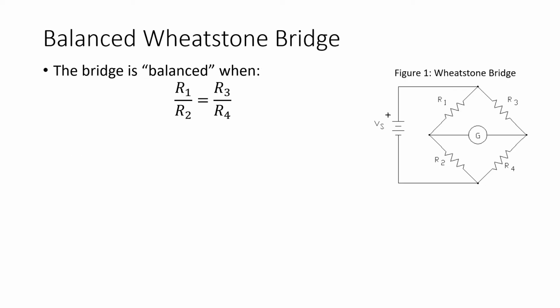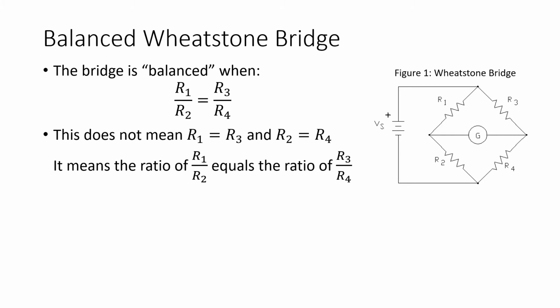Now, with our bridge circuits, one key term is when the bridge is balanced. And for the Wheatstone Bridge shown in Figure 1, we say the bridge is balanced when R1 over R2 equals R3 over R4. Now, this does not mean that R1 has to equal R3 and R2 has to equal R4. It simply means the ratio of R1 over R2 equals the ratio of R3 over R4.